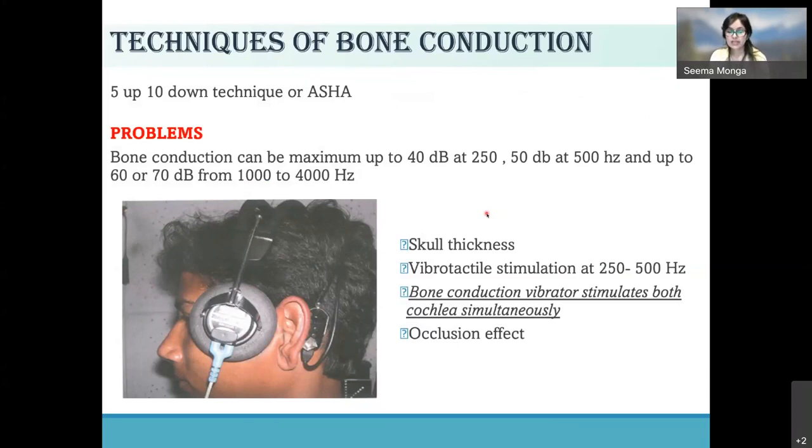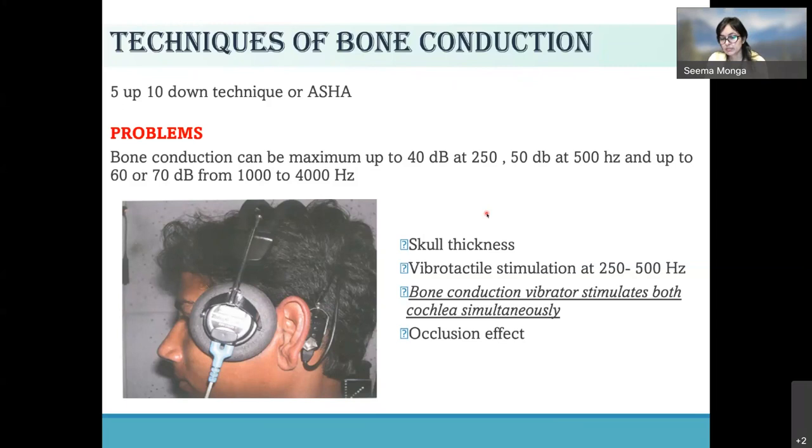So second is the vibrotactile stimulation. What is vibrotactile? At low frequencies, around 250 to 500 hertz, the bone is vibrating and the patient thinks that this is the sound. So it is not actually the sound, it is the vibration at lower frequency. Then what do we have?